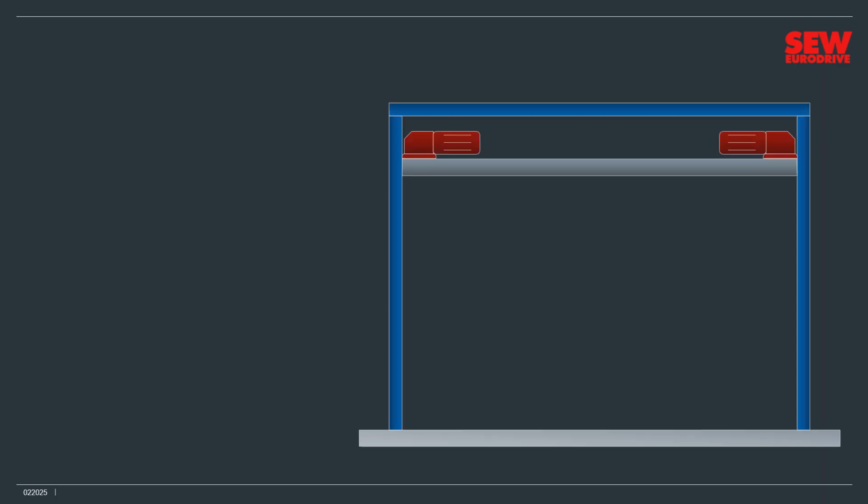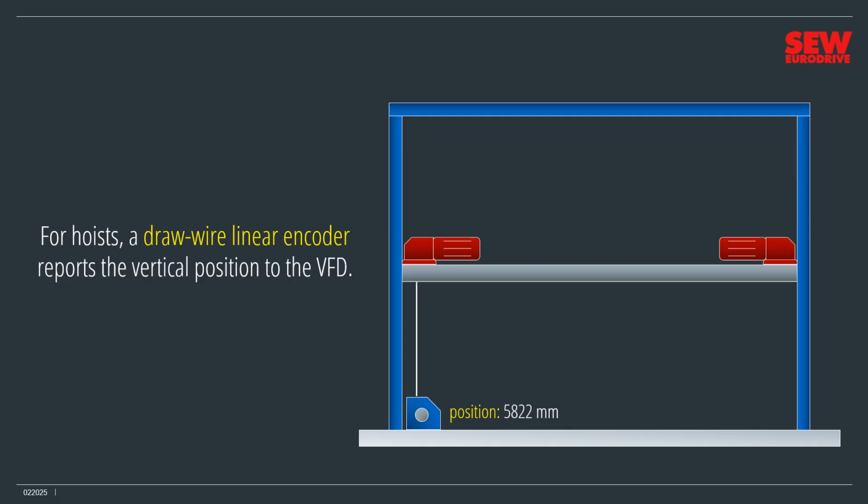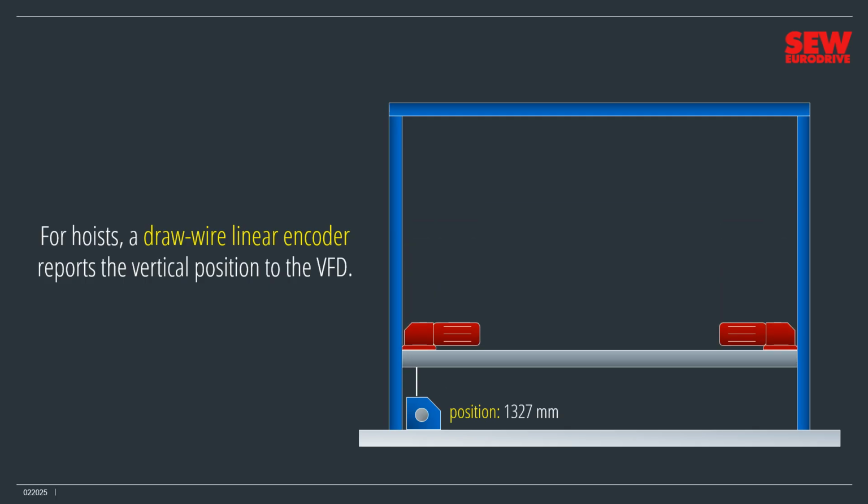Vertical applications frequently use yet another encoder technology. For hoists, a draw wire linear encoder reports the vertical position to the VFD. With this gantry hoist, the encoder mounts on the floor and a wire links it to the section that moves up and down. As the hoist ascends and descends, the encoder reports the vertical position to the VFD.